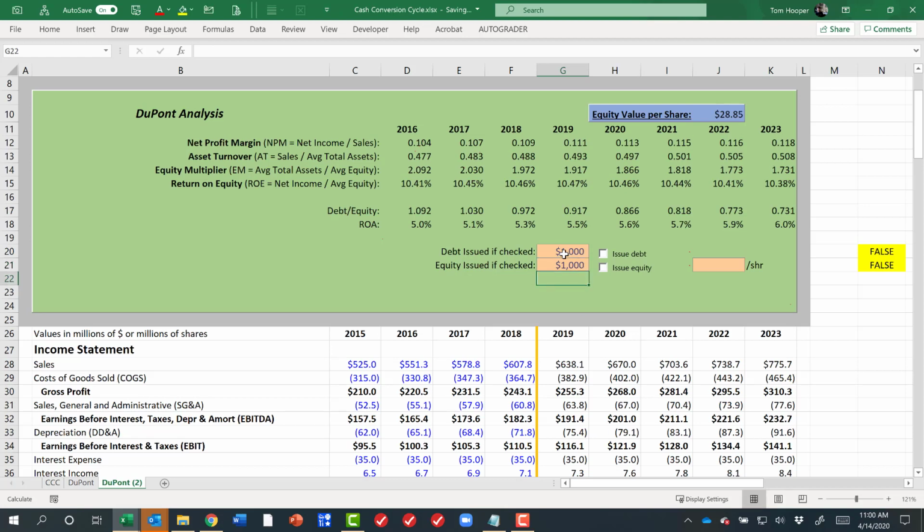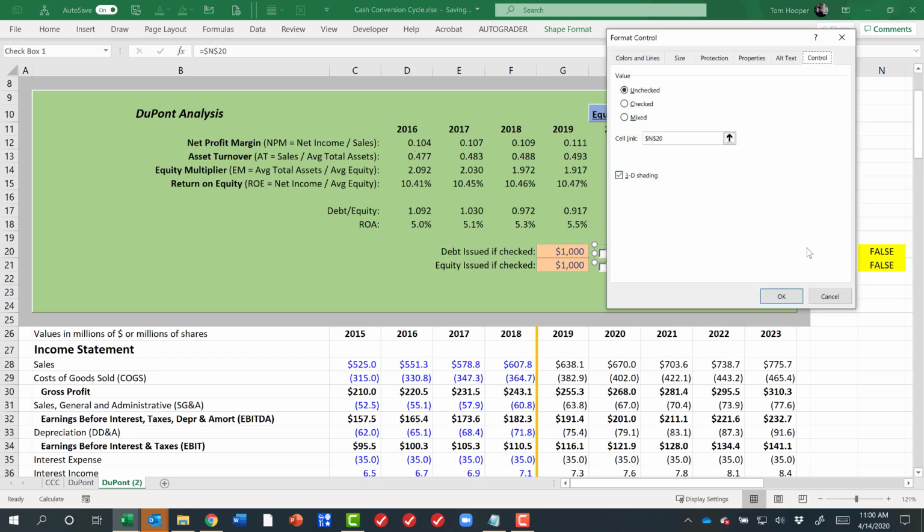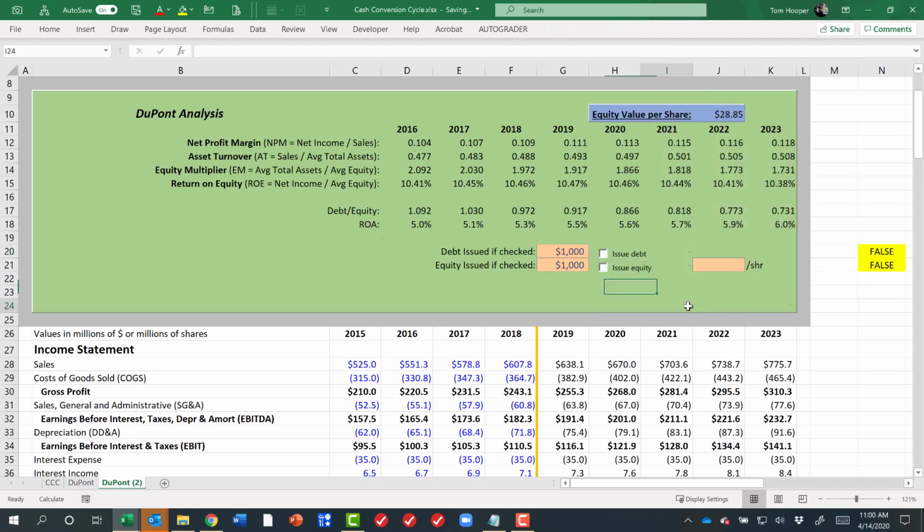And we want to set it up where I can leave that number in and only affect the statements if I check this box. And this box is linked to cell N20 over here. When I check it, N20 turns true. And just as a refresher, that's by formatting the control and linking it to N20. It's that simple. Let's go to the debt line and put in the correct formula.